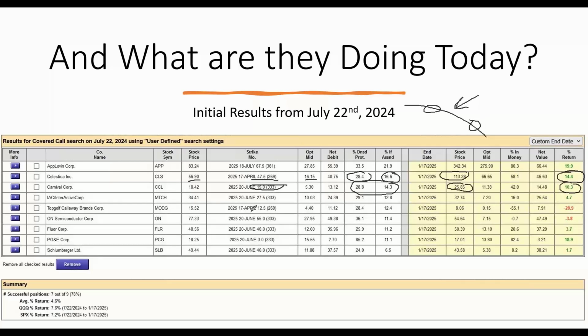All right, where's the big one? There it is. Topgolf Callaway Brands, 15.52, one of those lower price stocks again. The 12.5 strike.